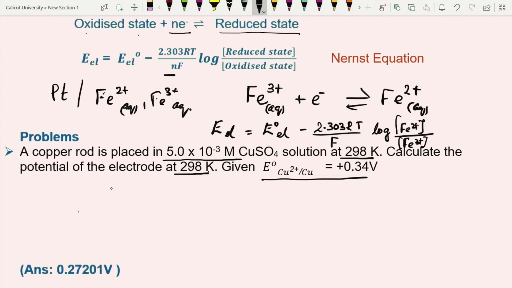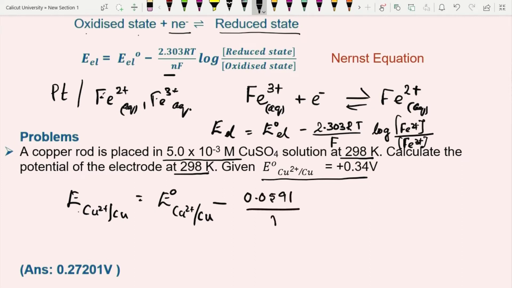So, I will put the Nernst equation as E of copper 2 plus copper is equal to E naught of copper 2 plus copper minus, since the temperature is given as 298, we can give the value as 0.0591 divided by n log concentration of copper, that is the reduced state, divided by concentration of copper 2 plus.